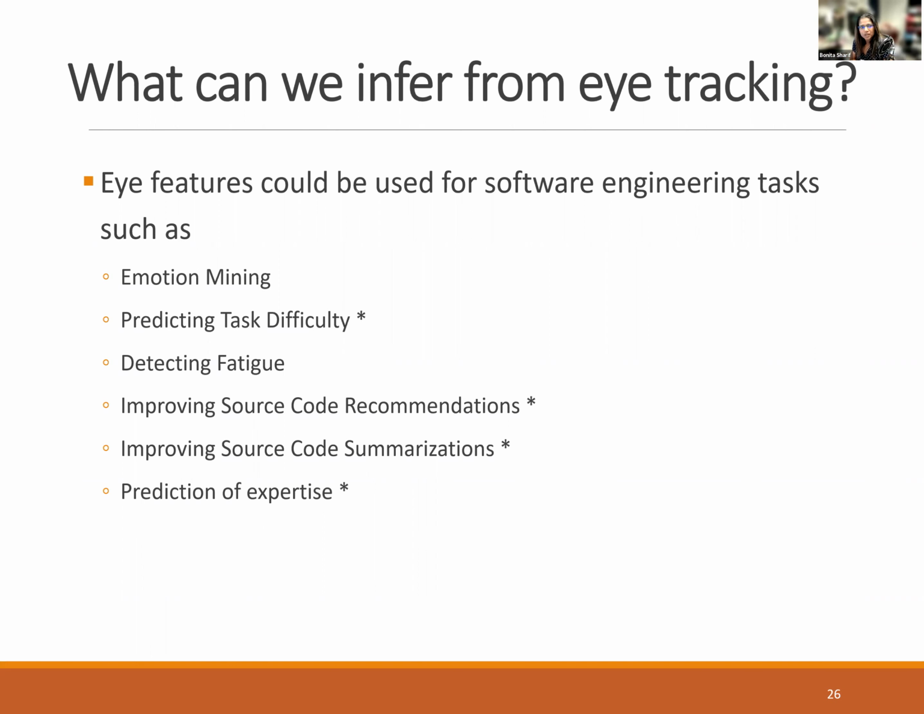But there are other things we can also look at, such as pupil diameter for detecting fatigue, or maybe just rereading, regressions, and those kinds of things. So there are tons of both raw features as well as derived features that we can use for software engineering tasks and build this context of how we can help the process.